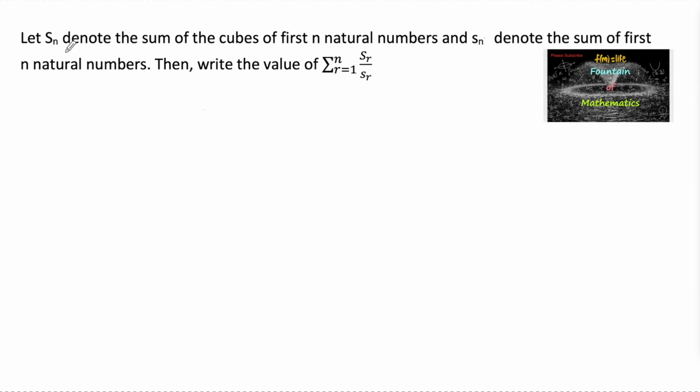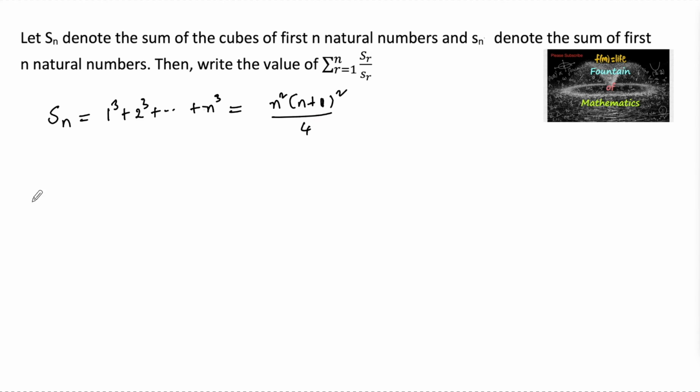Let capital Sn denote the sum of the cubes of the first n natural numbers, and small sn denote the sum of the first n natural numbers. Then write the value of summation r is equal to 1 to n of capital Sr by small sr. So given capital Sn is equal to the sum of cubes of the first n natural numbers, that is 1 cube plus 2 cube and so on up to n cube, which is equal to n square into n plus 1 whole square upon 4.